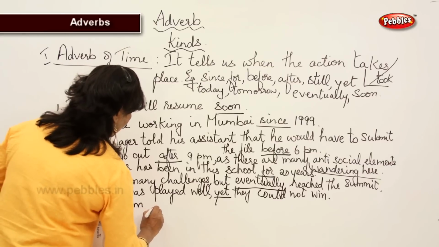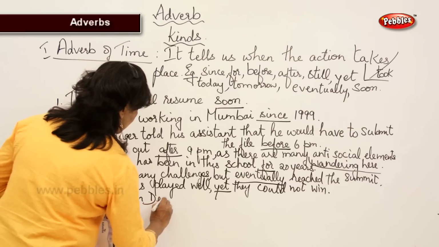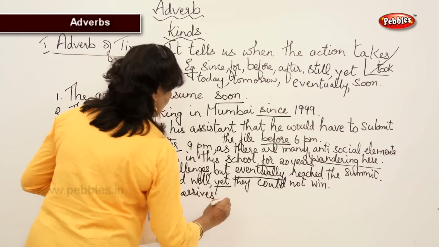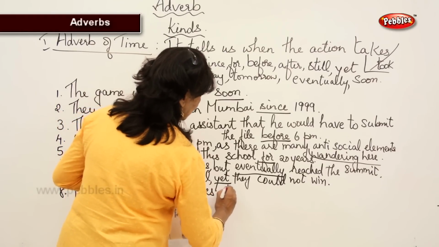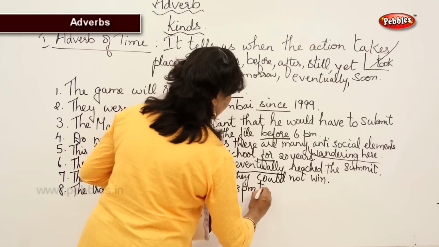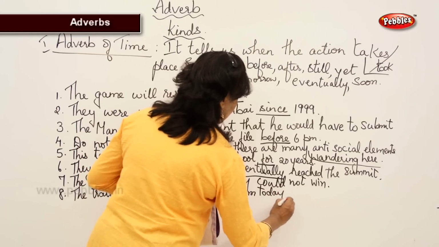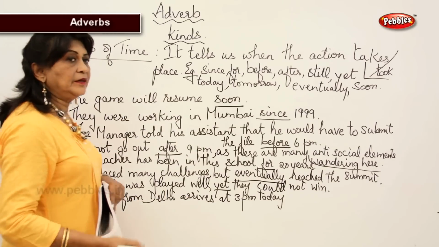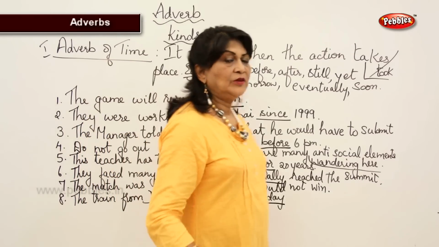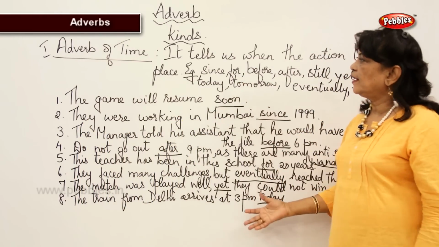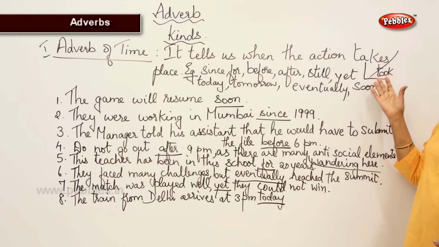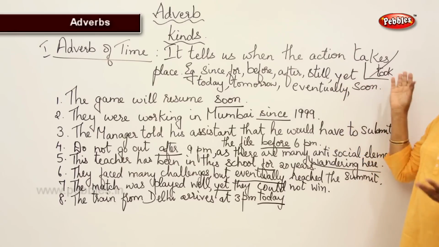The train from Delhi arrives at 3 p.m. today. Okay, arrives is the verb and today is the adverb. Okay, now shall we check it up? All these are adverbs of time. It tells us when the action takes place or when the action took place.